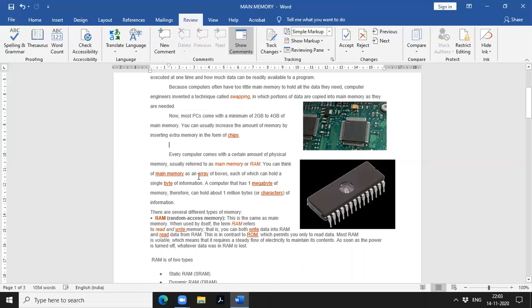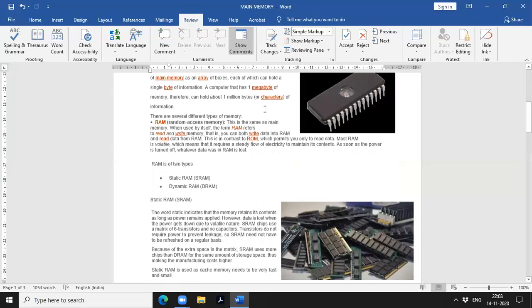For example, we can think that main memory consists of an array of boxes, where one box holds 1 byte or character of information. If we have 1 MB of RAM, that is 1 megabyte of RAM, therefore it can hold 1 million bytes or characters of information. I hope you understand, students, right?